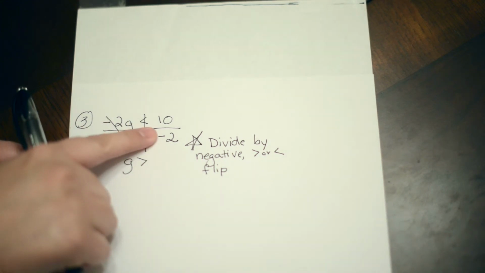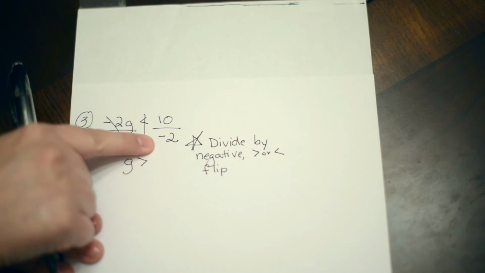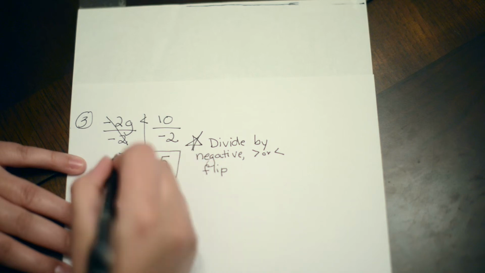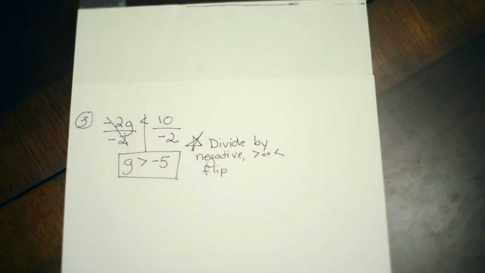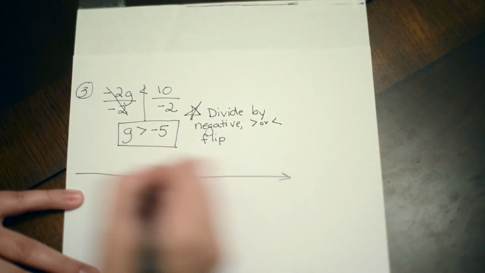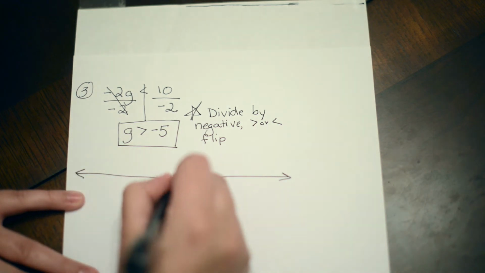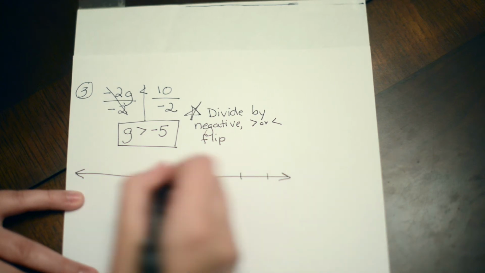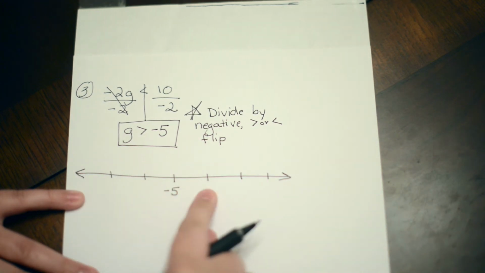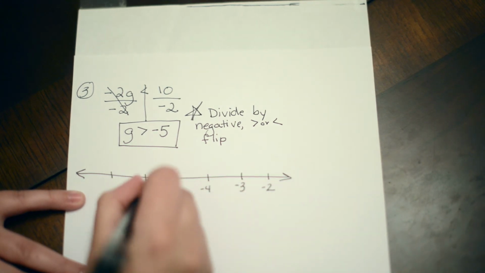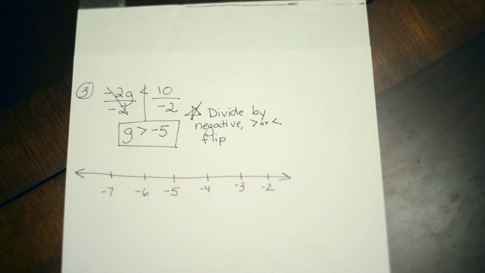And then we can do our division over here. 10 divided by -2 is -5. So here's our solution. Okay? Now on the number line, you're going to have your number line here, and you can put -5, your solution, in the middle. And then you make sure that everything else is labeled correctly. So right next to it on this side would be -4, -3, -2, and of course over here, -6, -7.